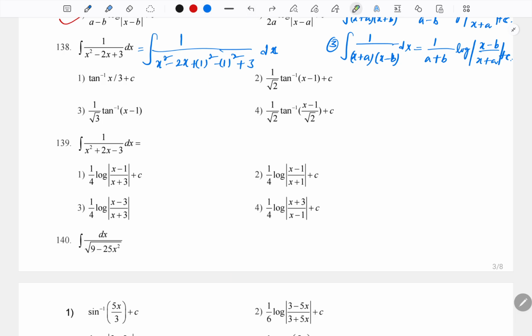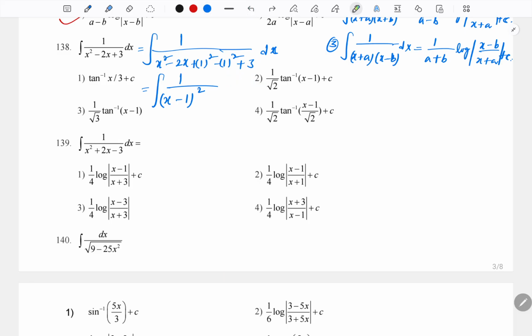It looks like a square minus 2ab plus b square, which is a minus b whole square, right? Instead of a, x, and instead of b, 1, whole square here, and also 3 minus 1, right? That is 2. 2 we can write as root 2 whole square, right? Right, like this.